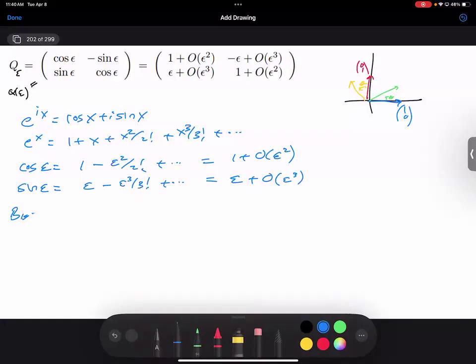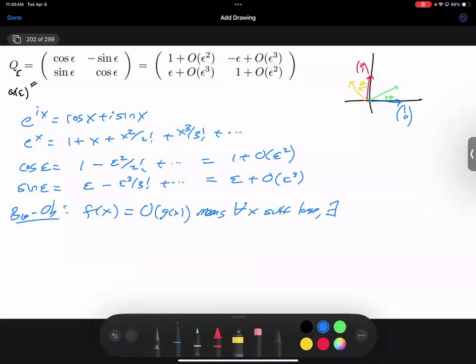Has everybody seen big O notation? Everybody has seen big O notation. Okay, so then I'll just be very brief. f of x equals big O of g of x means for all x sufficiently large, there exists a c such that the absolute value of f of x is less than or equal to c times g of x. We could also do big O as x goes to 0 if we want to do something else, which is what we're doing above.